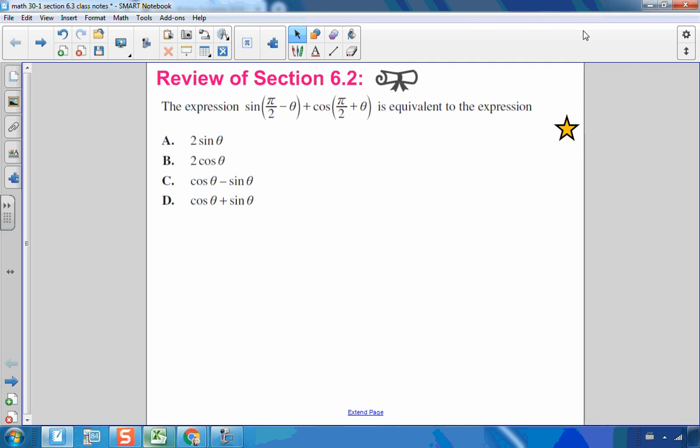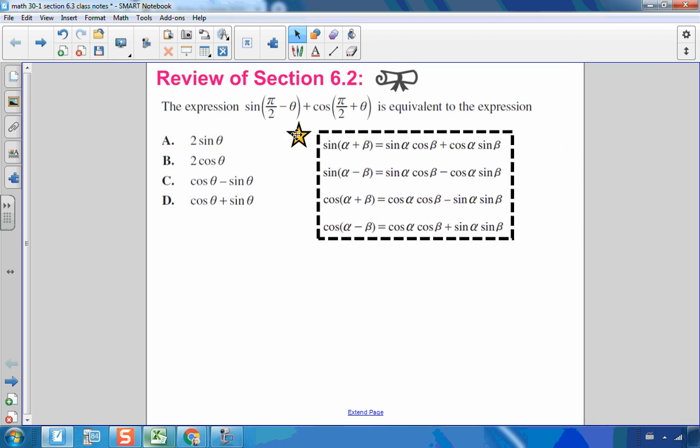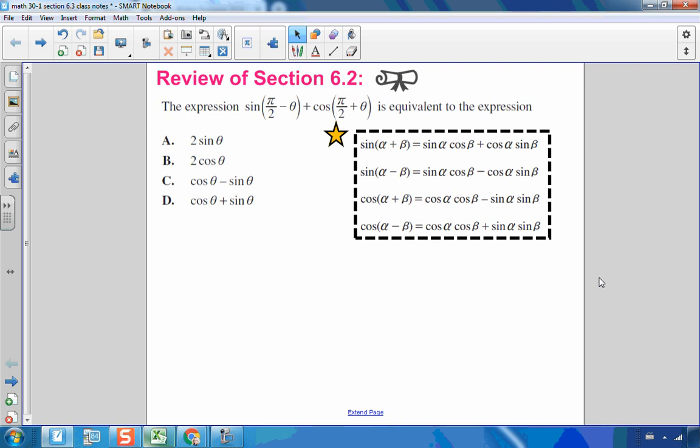So in the first one here, the expression sine of pi over 2 minus theta plus cos of pi over 2 plus theta is equivalent to which expression? So it's a multiple choice question, and I have adding and subtracting. So I'm going to go to my formula sheet, and I have the adding and subtracting parts that I want to use. So let's look.